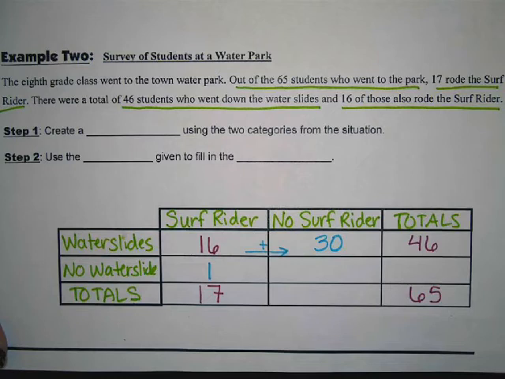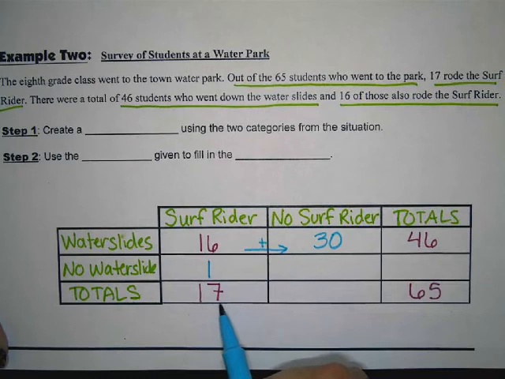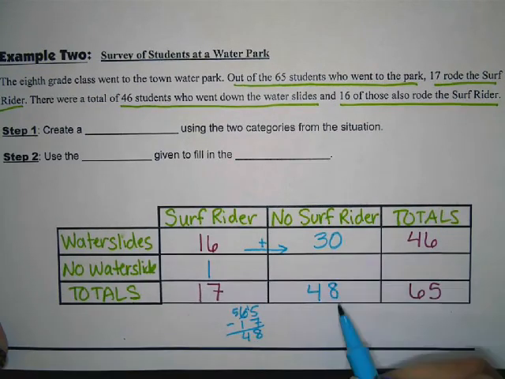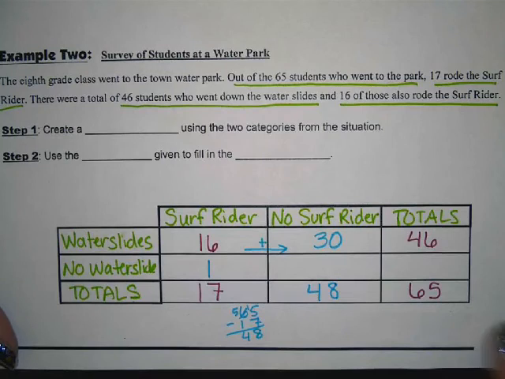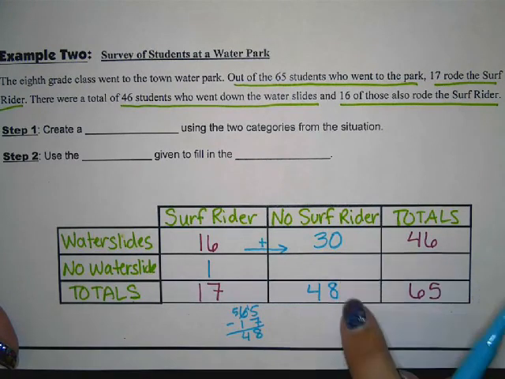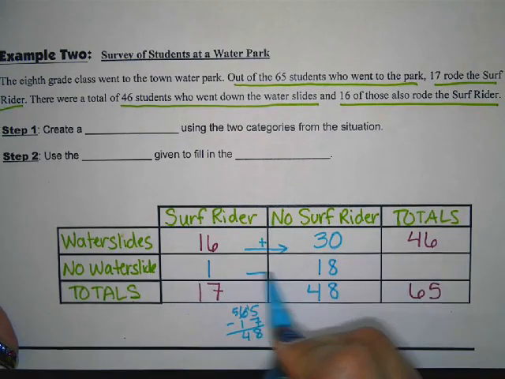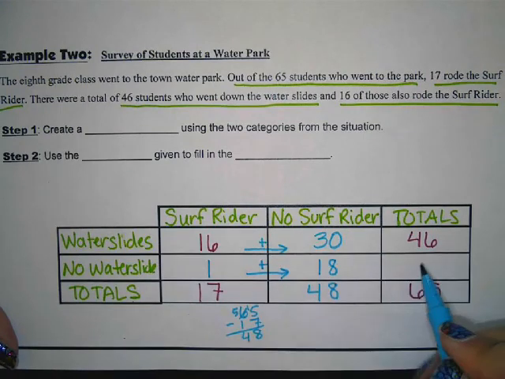We can do the same thing with the totals down here. So we have 65 total and 17 total for surf rider. So 65 minus 17. Let's go ahead and borrow. And we get 48. So 48 students total did not ride surf rider. Then we can work our way up. 48 minus 30 gives me 18. And then going left to right, 1 plus 18 gives me 19. So I can do all these steps.